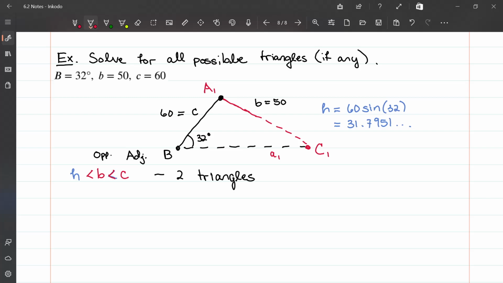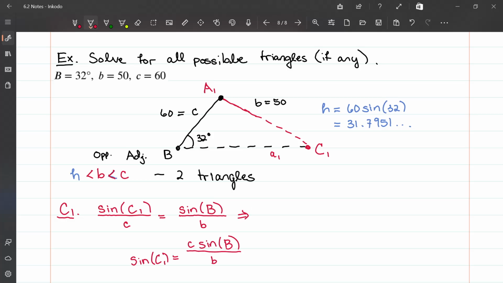So let me go ahead and solve, and it looks to me like since I have big B and little b, and I have little c, the thing I could probably solve for right now is big C1. So that's exactly what I'm going to solve for, and it's going to be the standard setup. Using the law of sines, sine of big C1 over little c is equal to sine of big B over little b. And since we want to solve for big C1, we first multiply both sides by little c in order to isolate sine of C1.